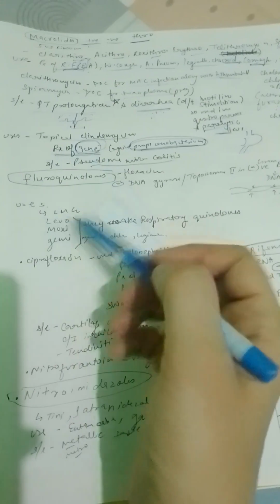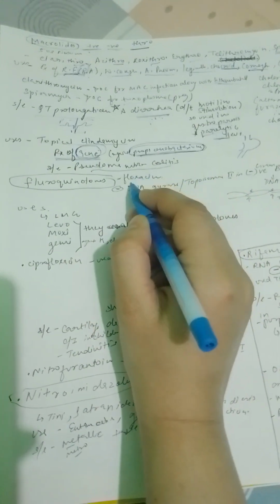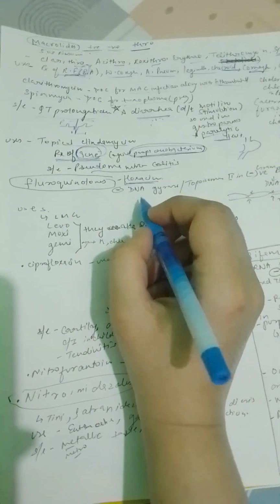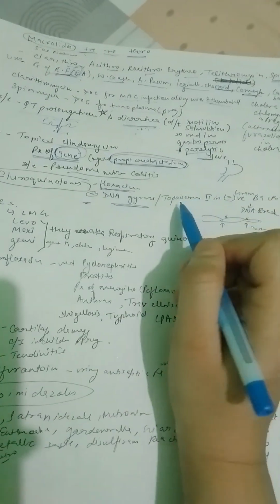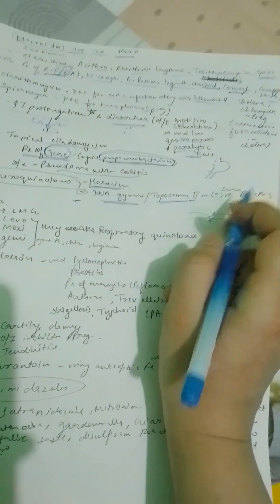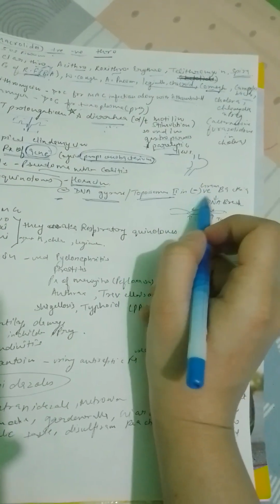Then another group is the fluoroquinolones. Fluoroquinolone is a group of antibiotics. In their drug names there will be "floxacin". They inhibit the DNA gyrase, or we can say topoisomerase 2. Hence we can use them in case of gram negative bacteria.